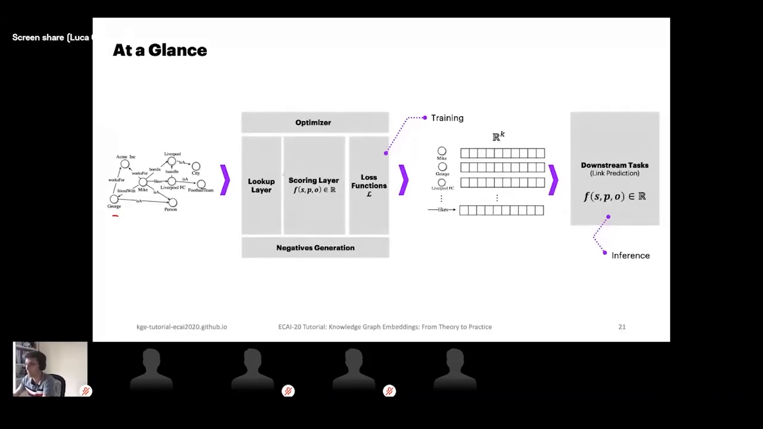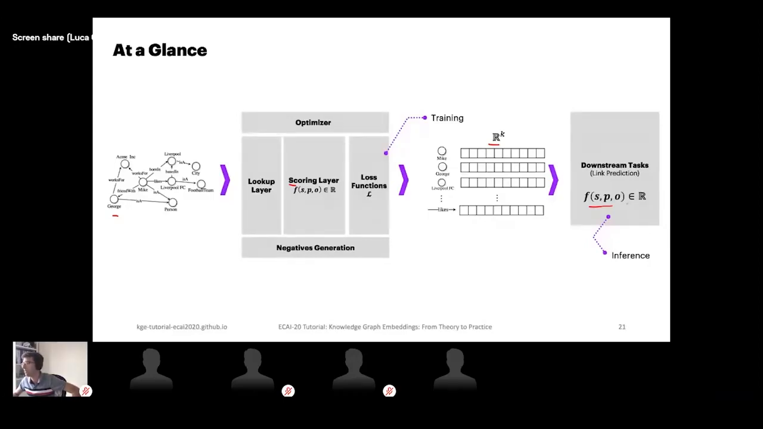From a set. That's what the lookup layer does. And then we have a scoring layer that interacts with our loss function. This is the core of the KGE model. We'll talk about how negatives are generated, and then everything is optimized to train embeddings, right? Which are then used at inference time by the scoring function, the same scoring function that you have here, to predict new links, for example, which is the downstream task that we will consider in the tutorial now.